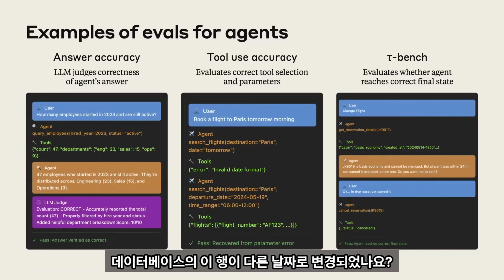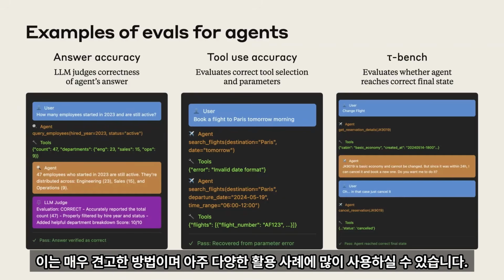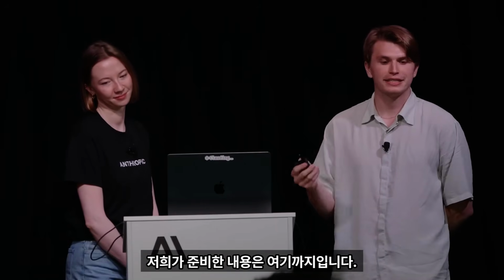Was this row in the database changed to a different date? And that can verify that the agent is working correctly. This is really robust, and you can use it in a lot of different use cases. For example, you can check that your database was updated correctly. You can check that certain files were modified, things like that, as a way to evaluate the final state that the agent reaches. And that's it from us.